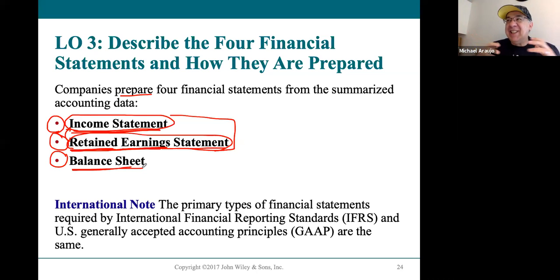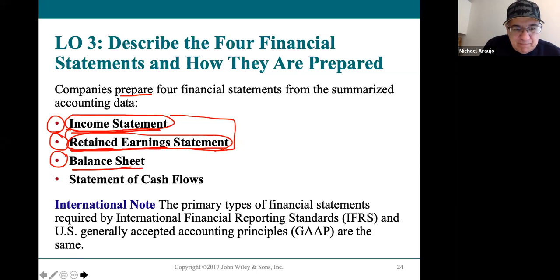Okay, so there we go. A balance sheet is going to have one date on it, the date that you actually do it, and that's it. That's different than an income statement or a retained earnings statement, which measure periods of time: a month, a quarter, a year. Balance sheets are only for the day. Okay, so that's an important distinction.